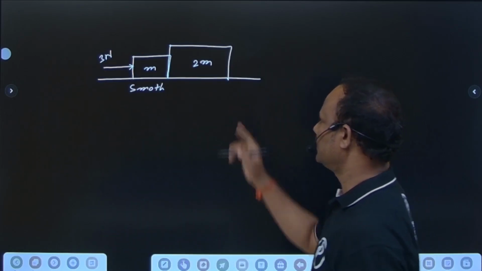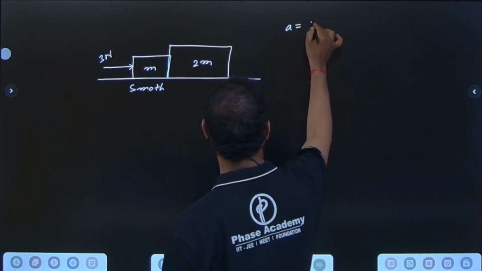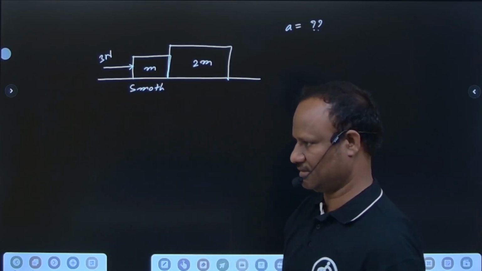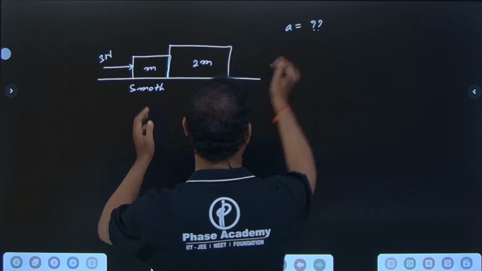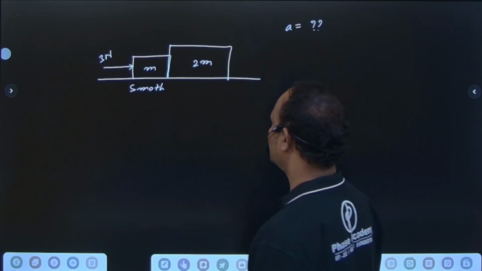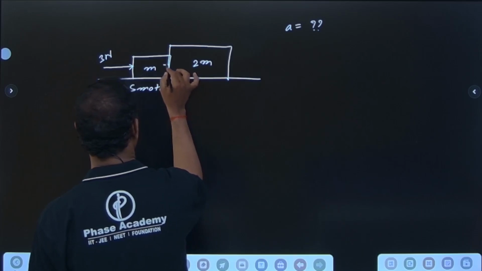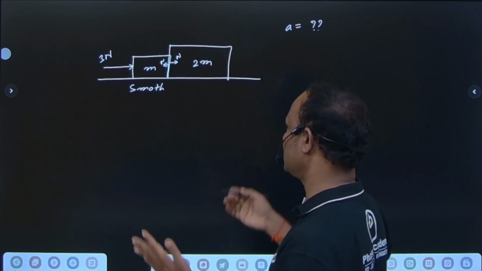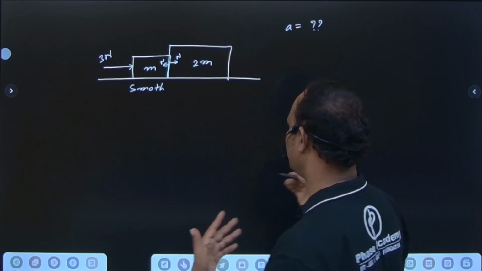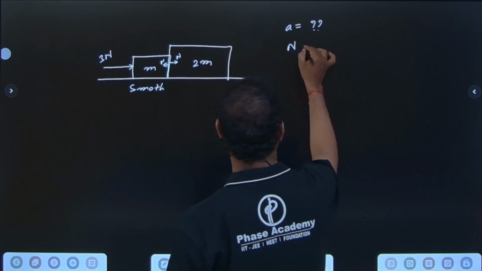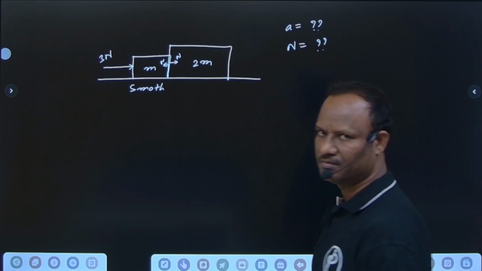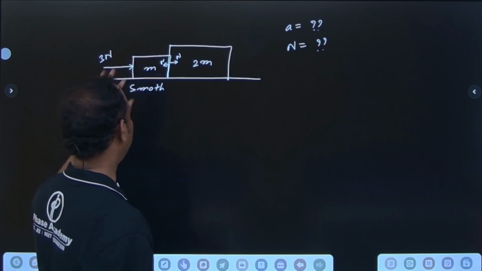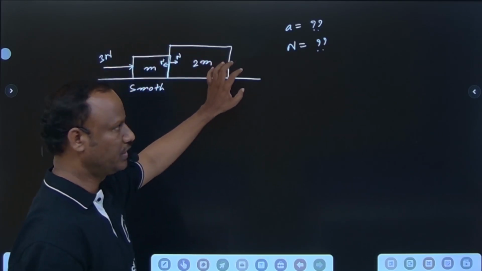My question is: what is the acceleration of the system? Do you think both of these have the same acceleration? Yes, the total system is moving as a single body, so the acceleration is the same. And what is the normal reaction between these two, the contact force, otherwise the force between m and 2m? Any terminology he may ask us. So what is N between the bodies? You can solve by drawing the free body diagram individually for m and for 2m.